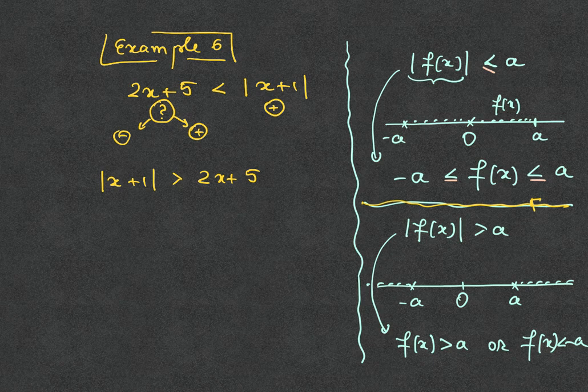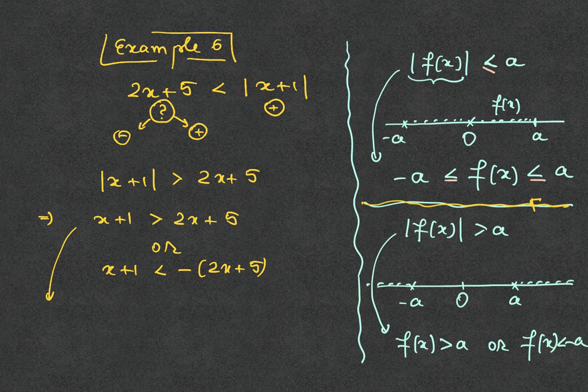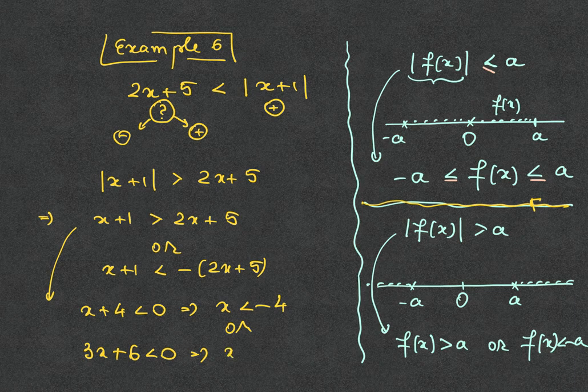And see, I'm in the second case. Therefore, this is the same as x plus 1 bigger than 2x plus 5 or x plus 1 smaller than minus 2x plus 5, leading to two inequations. First one will be x plus 4 smaller than 0, so x smaller than negative 4, or 3x plus 6 smaller than 0, so x smaller than negative 2.